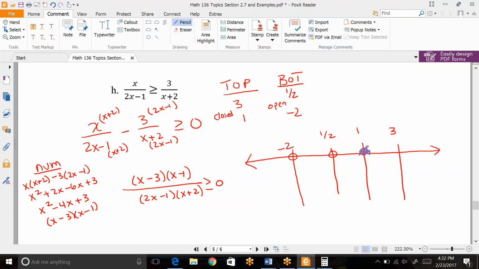It's not letting me draw that. And so is 3. For some reason my pencil's not working. Oh, that's because my whole thing shut down. Hang on just a second.